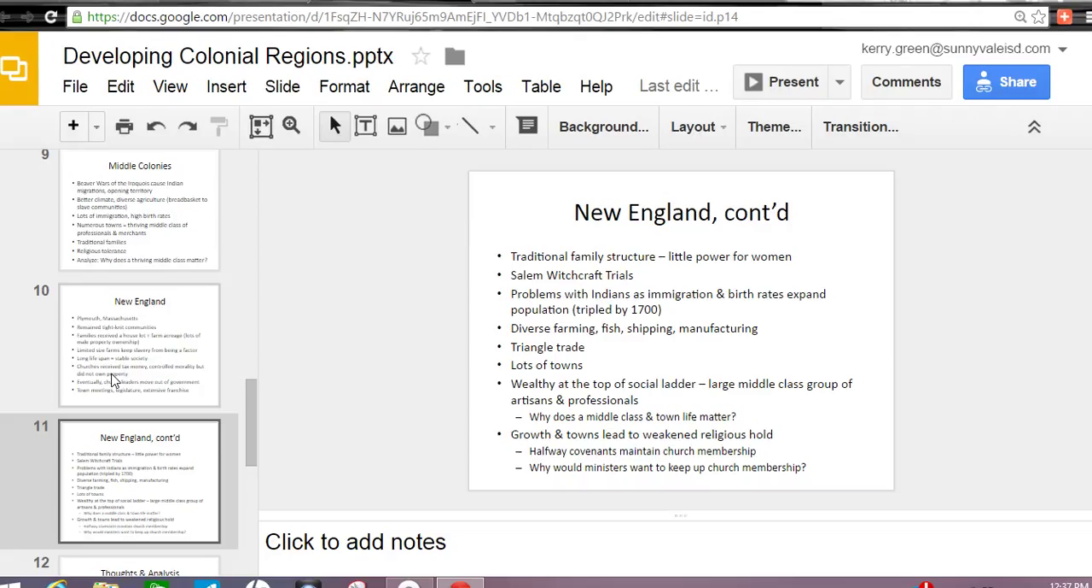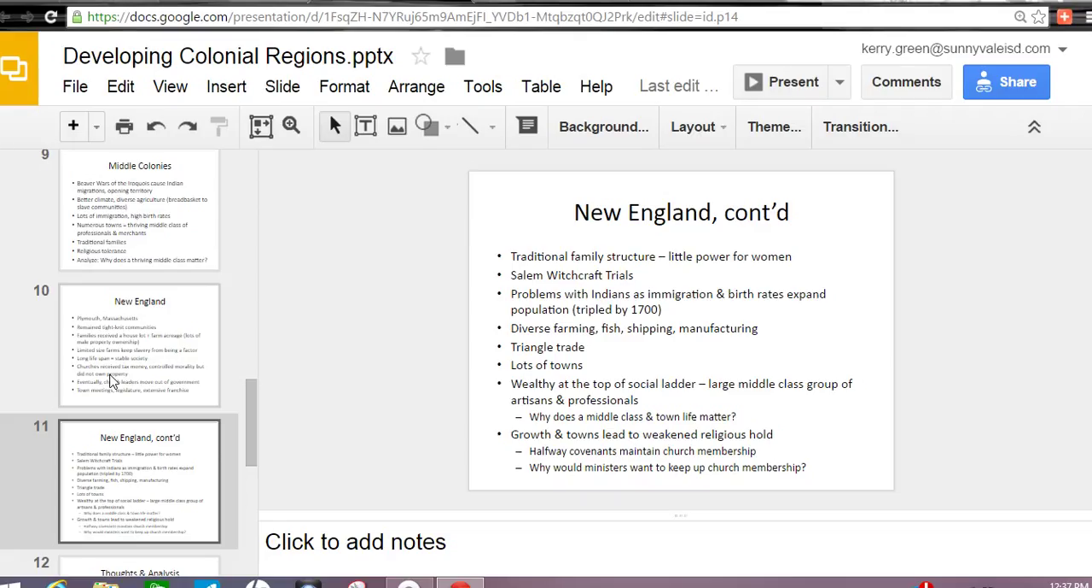Lots of diverse farming, heavy on the fishing, shipping, manufacturing. Of course, this is trade manufacturing. This is in-house, right? Skilled. You have a shoemaker, or you have a leather maker, or barrel maker, and their business is right there at their house. So when I say manufacturing, I'm not talking about industry. I'm talking about individual manufacturing.